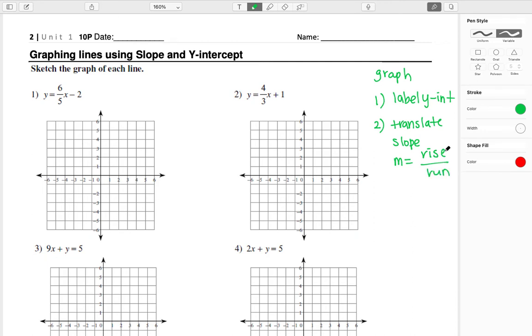Okay, so let's start with this example. Example 1. It looks like my y-intercept is -2 and my slope is 6 over 5.